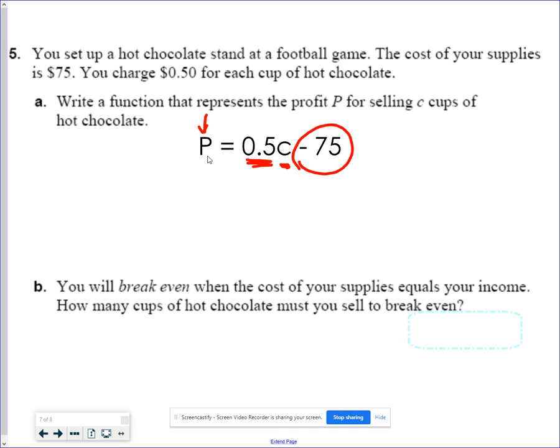Now for part B, it says you'll break even when the cost of your supplies equals your income. How many cups of hot chocolate will you need to break even? So after you break even, then everything after that, you start making money. If I want to break even, that means my profit is exactly 0. So I'm actually going to just solve this right here where this problem is. I'm going to say that the profit is going to be 0.